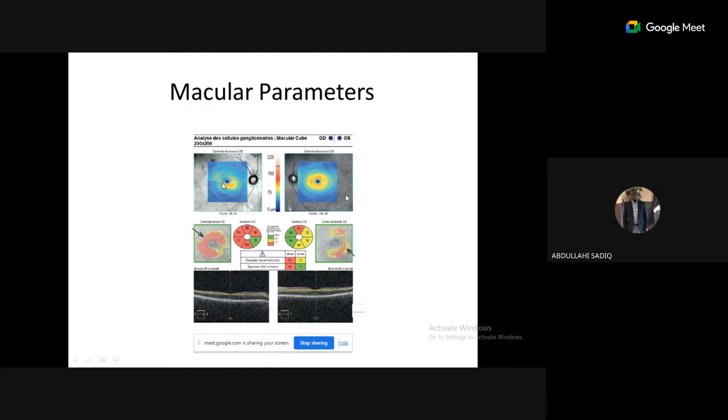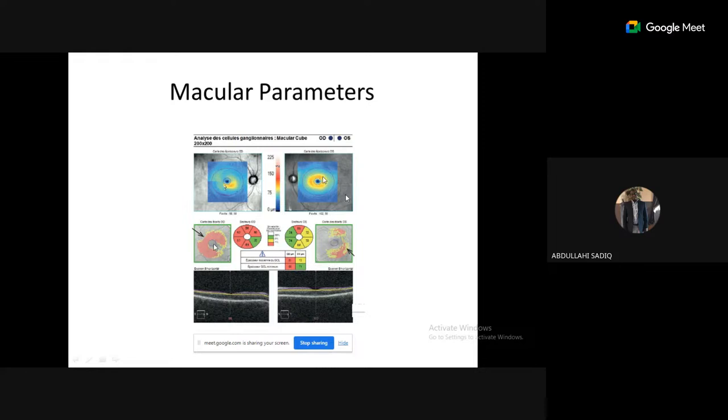Now, if you look at this one, you will see that around this area there is loss of thickness. There is loss of the ganglion cell complex around this area. And this area tends to be healthier. And now this one is a deviation map. So it tells you the area of the defect, like the deviation map in the ganglion cell complex. And these are the areas of defect in this one.